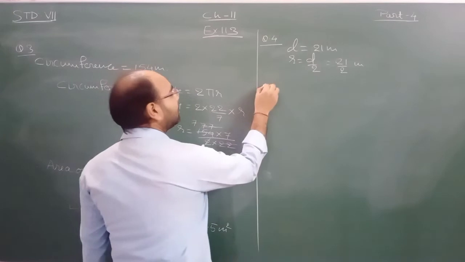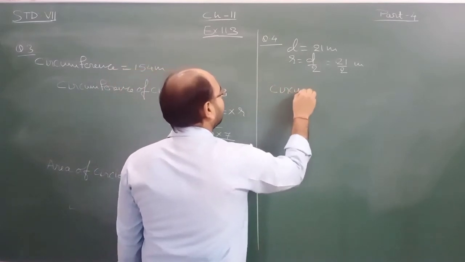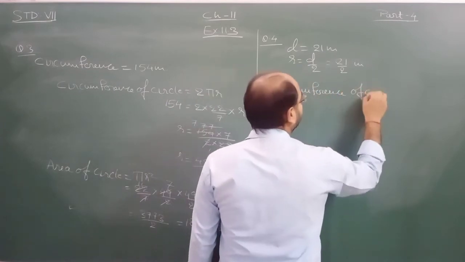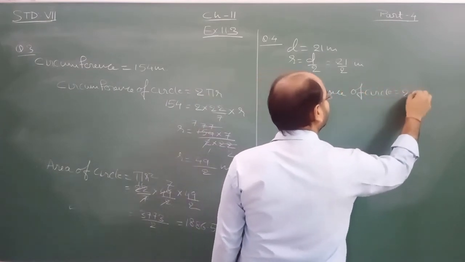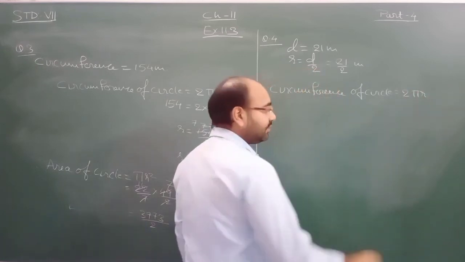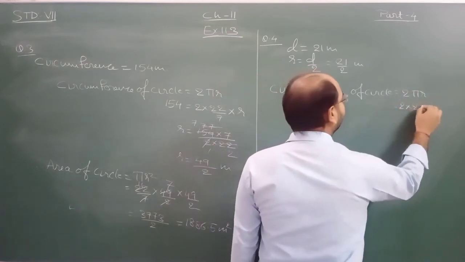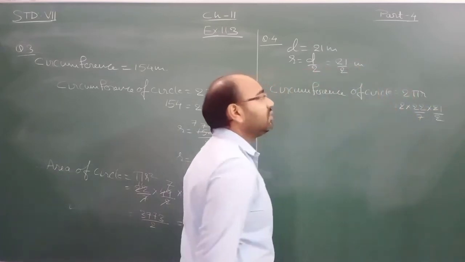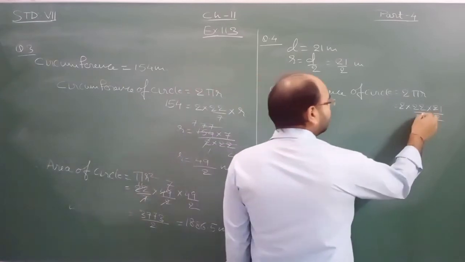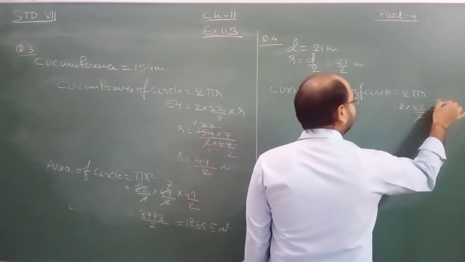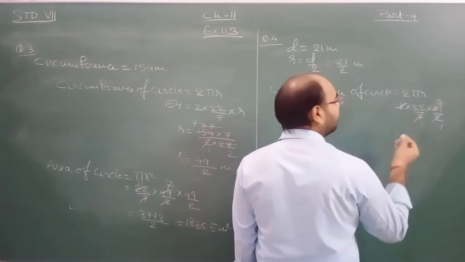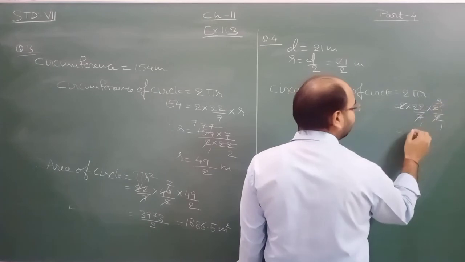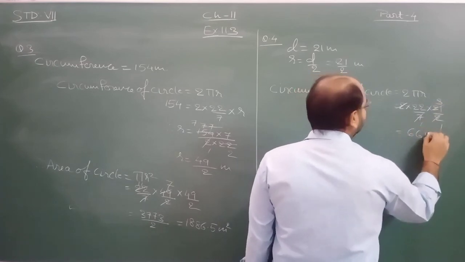Now we'll find out the circumference. So circumference of a circle is 2 pi r. So 2 into 22 upon 7 into 21 upon 2. That's what we got as the radius. So 7 ones are 7, 7 threes are 21, and here also 2 ones are 2, so it is being cancelled. So what we are getting: circumference, 22 threes are 66 meter.